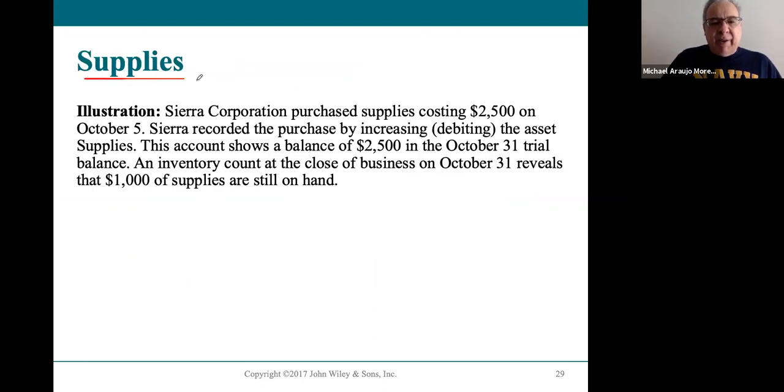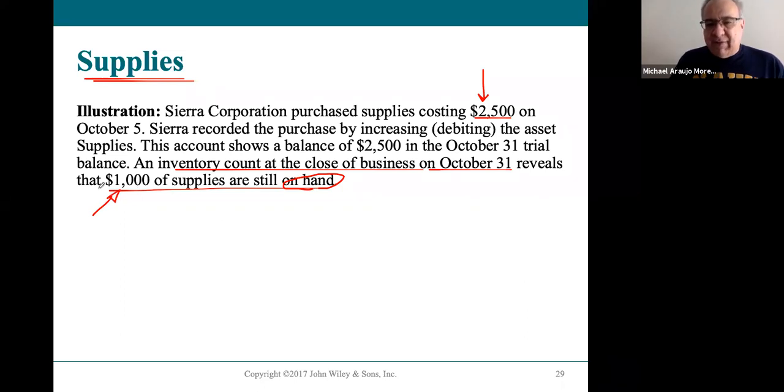So let's start with supplies. You remember Sierra Corporation had $2,500 of supplies that they started October with. It's at the end of October, so the period of time here is 1 month. At the end of the month of October, they only have $1,000 of supplies on hand. So the word on hand simply means they still have them. So what happens is that this company started with $2,500 worth of supplies at the beginning of October. At the end of October, they had $1,000 of supplies. The difference they've used. If they've used them, they can expense them.